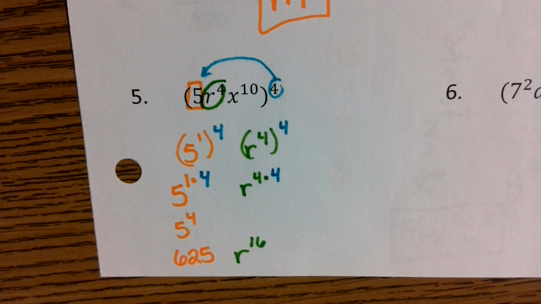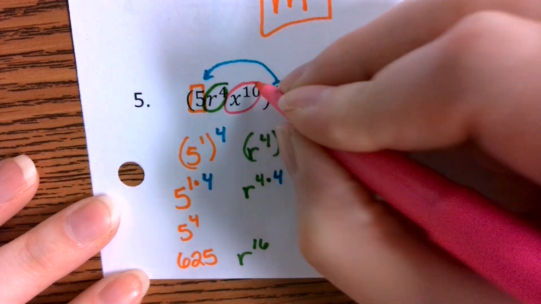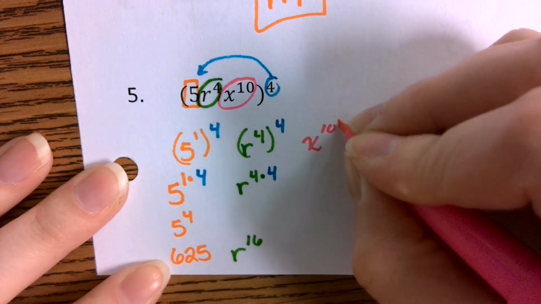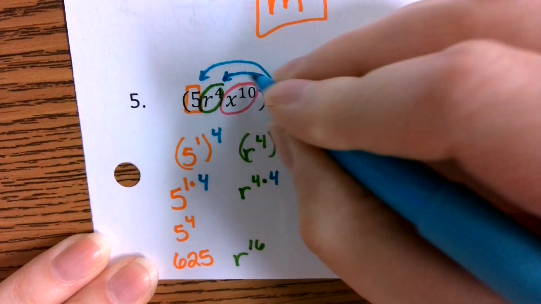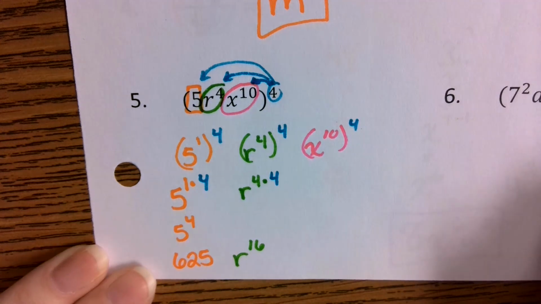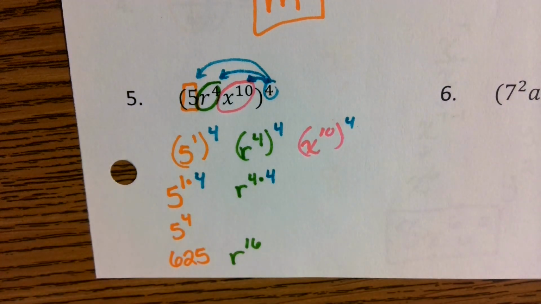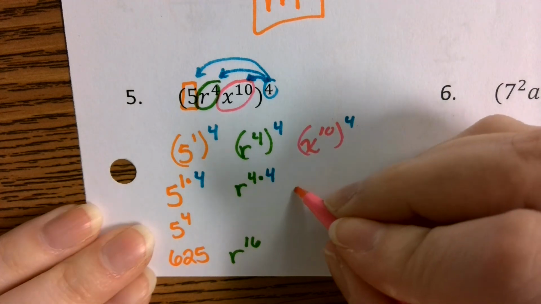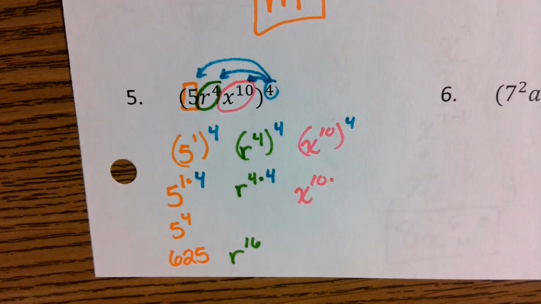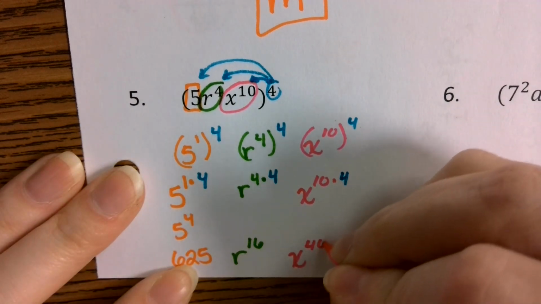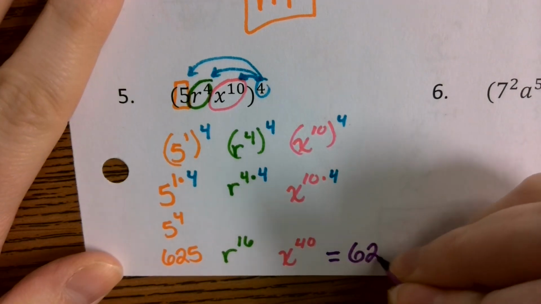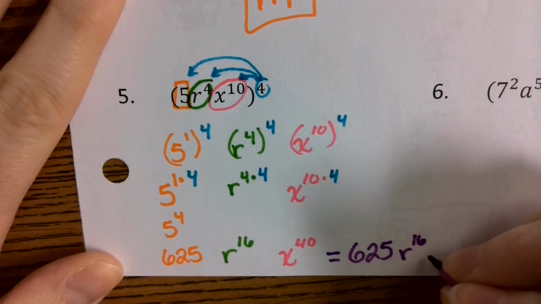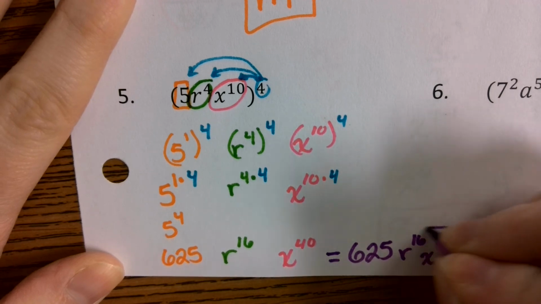All right, then we do the same thing for x to the 10th. We have x to the 10th that is now being raised to the 4th power, because again, we are distributing that 4 to each of the exponents. So this becomes x to the 10 times 4 power, and then that's going to be x to the 40th. So the whole thing pieced together is 625 r to the 16th, x to the 40th.